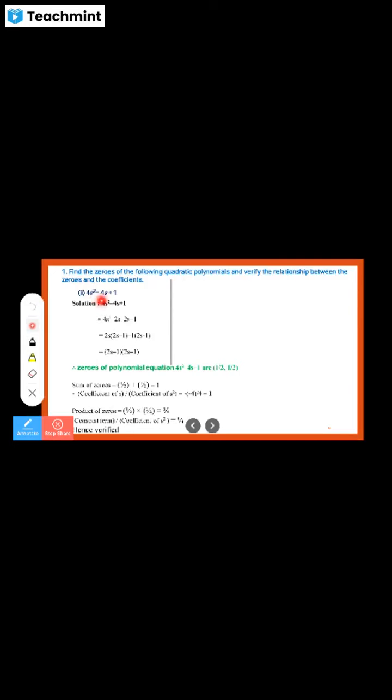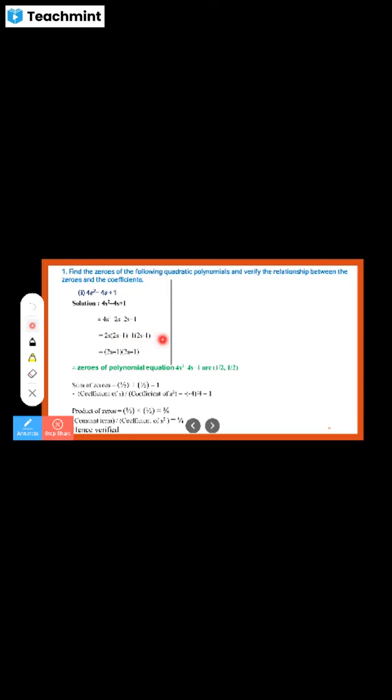Here, after splitting the middle term, 4 into 1 is 4. So the product should be plus 4 and the addition should be minus 4. So my minus 4s can be written as minus 2s minus 2s. That is 2s into bracket of 2s minus 1 common. In the second pair, minus 1 is taken outside. So 2s minus 1 will remain in the bracket.